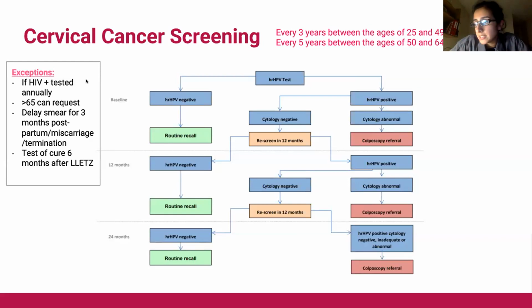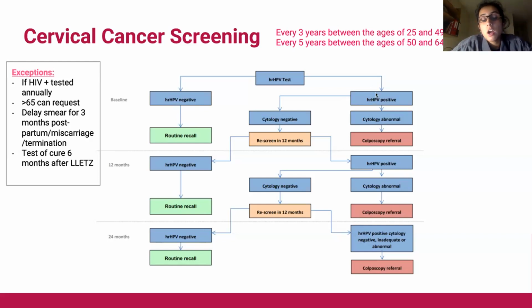So cervical screening screens women and transgender men 3 yearly between the ages of 25 and 49, and 5 yearly between the ages of 50 and 64. After this age, patients can request to be screened if they haven't had a recent smear test. They take a sample from around the cervix using a brush, and they test it for the presence of high-risk HPV, so the strains 16, 18, and 33. If the test comes back negative for HPV, then that patient's sent back to routine recall.